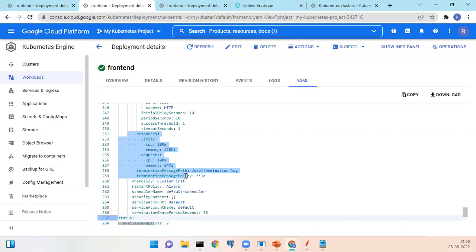The same thing is applicable for memory as well. There is a limit on the memory, and there is a request on the memory. These are the two things to understand. So for this pod, how much CPU is allocated? It is 0.2 CPU, that is the max limit, and under that, 0.1 CPU. That is the minimum CPU that the front end deployment always gets.